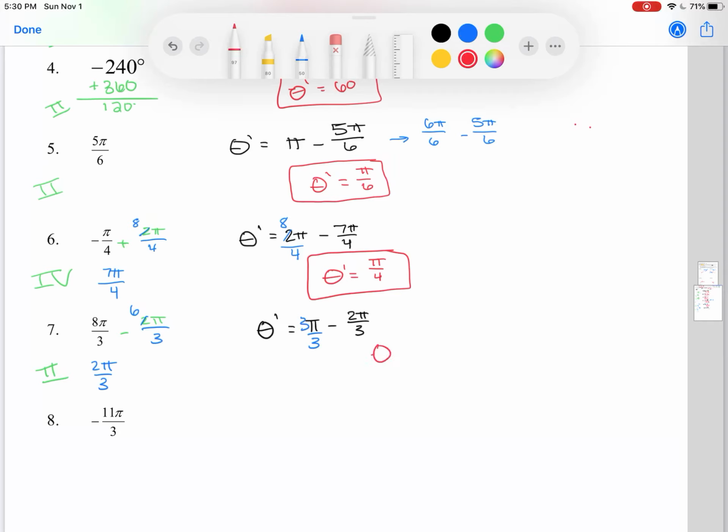Second quadrant tells me that for my reference angle, I first need to take pi and then subtract the angle I was given. Find a common denominator. And my final reference angle for question 7 will be pi over 3.